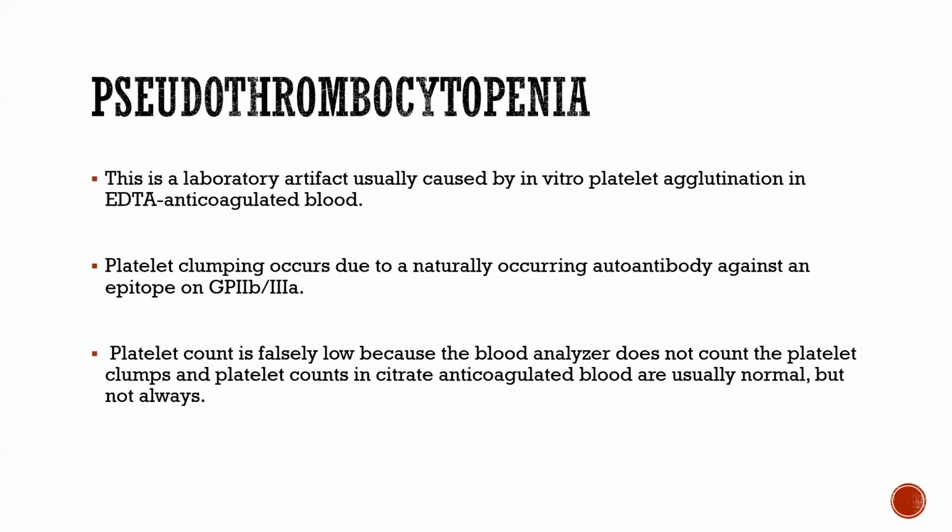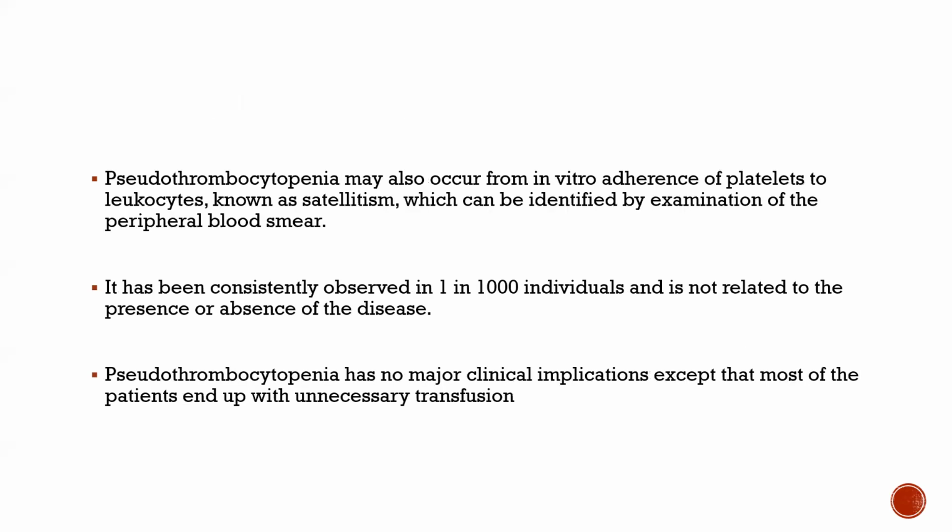What is pseudothrombocytopenia? So this is the lab artifact usually caused by in vitro platelet agglutination in EDTA anticoagulant blood. So the platelet clumping occurs due to naturally occurring autoantibodies against an epitope on glycoprotein 2b3a. So the platelet counts are falsely low because the blood analyzer does not count the platelet clump, and platelet count in citrate anticoagulated blood are usually normal but not always.